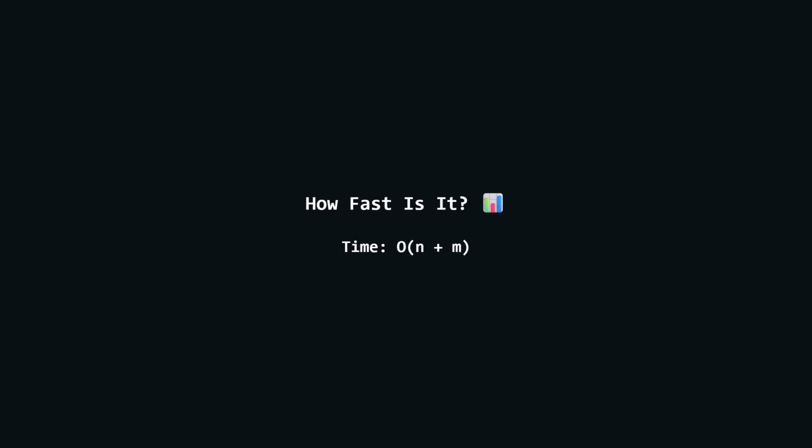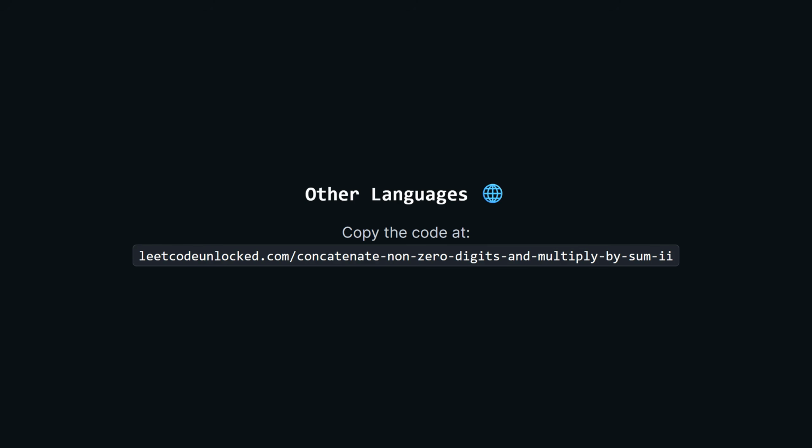Let's talk complexity. The time complexity is big O of n plus m. N is the string length and m is the number of queries. We just iterate through them both once. The space complexity is order n, because we created those 3 running tally arrays that are roughly the same size as the input string.